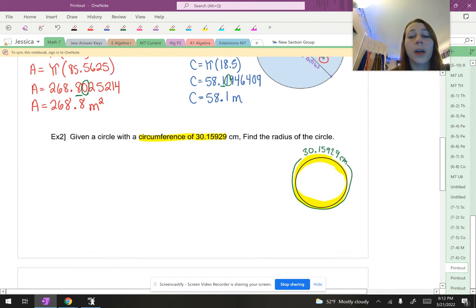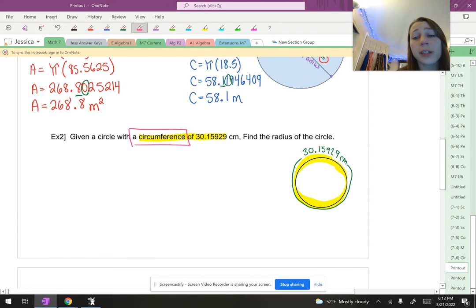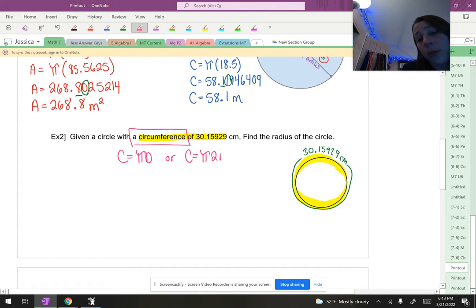If you go all the way around that circle, that's the best kind of diagram I can do there. But anyways, the important thing is that you see circumference, and immediately a circumference formula, or both of them, should be jumping into your head, or you should be writing them down. So circumference equals pi times diameter, or circumference equals 2 pi r.